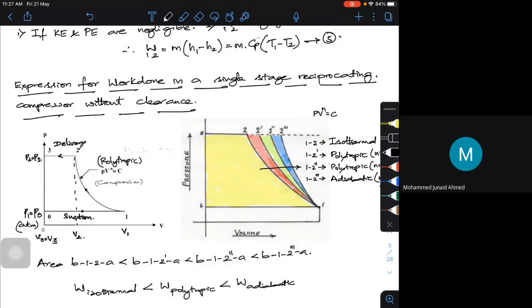So for a polytropic process, n is equal to 1.1. For n equal to 1.2. For n equal to 1.3. Or for a polytropic process where n is equal to gamma, which is adiabatic, the work of compression keeps increasing. So isothermal has the lowest possible work, and adiabatic has the highest possible work, and all the polytropic processes, that is the actual ones, come in between isothermal and adiabatic.